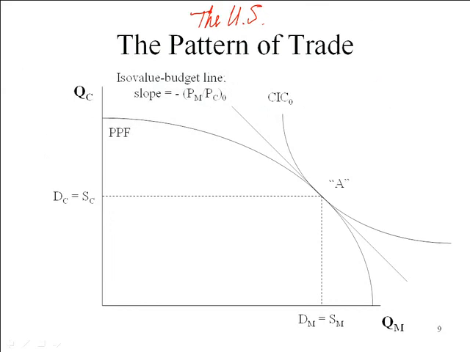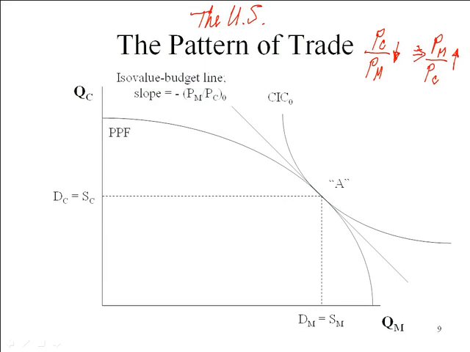Now, what's happened in the U.S. is that the relative price of cloth has fallen. Okay? But the slope of our iso-value budget line is not the relative price of cloth. It's actually the relative price of machinery. We know that because we have machinery on the horizontal axis. So again, we always have to be careful about what ratios we're talking about. So in this case, this also implies, of course, that the relative price of machinery has risen. If the relative price of cloth falls, the relative price of machinery rises.